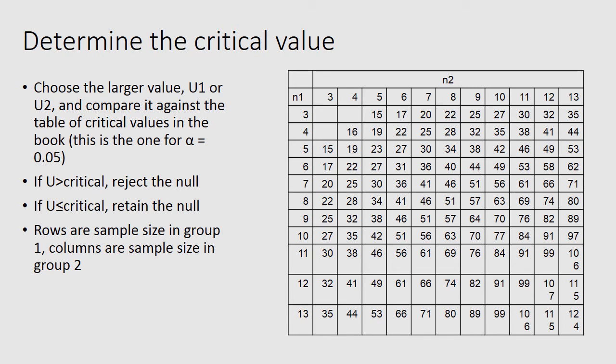So if I had a sample size of 4 in one group and 6 in the other, my critical value would be 22. And this is a table where our alpha is set at 0.05. Now, my U value, my U1 or U2, and I take the largest one of the two that I calculate from my data, if it's greater than the critical, you reject the null. If it's less than the critical, you retain the null.